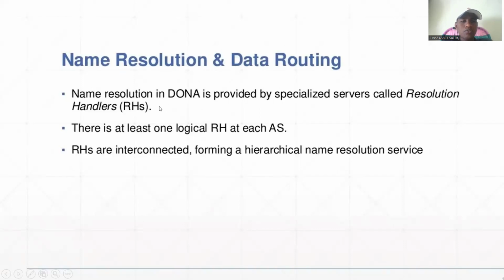Name resolution and data routing. Name resolution in DONA is provided by specialized servers called resolution handlers. There is at least one logical RH at each edge. RHs are interconnected, forming a hierarchical name resolution service.